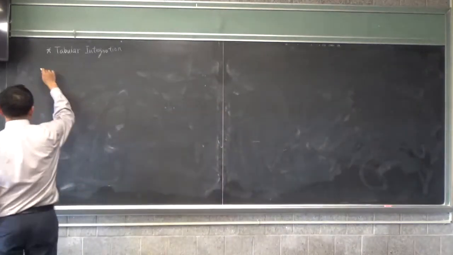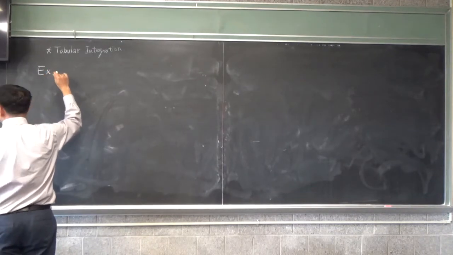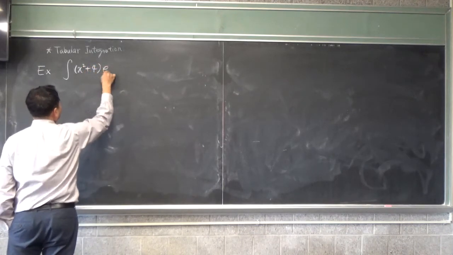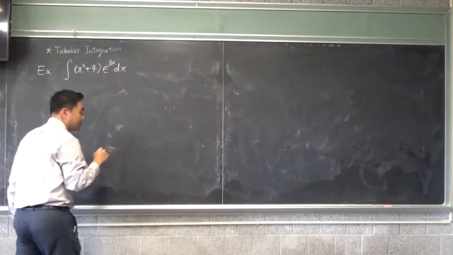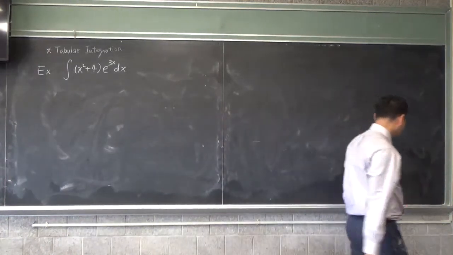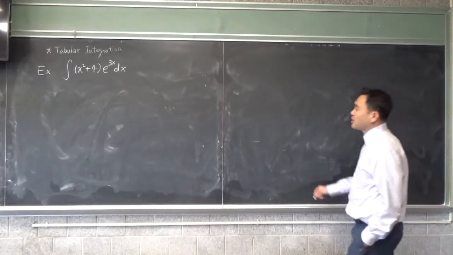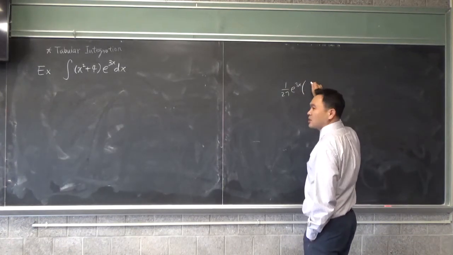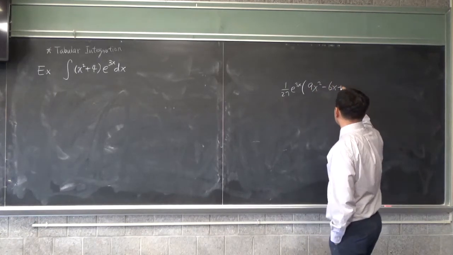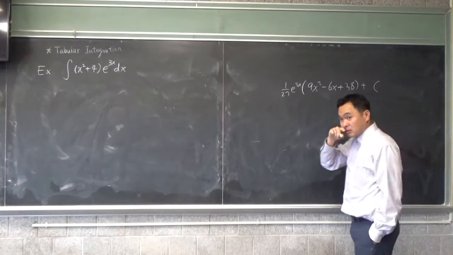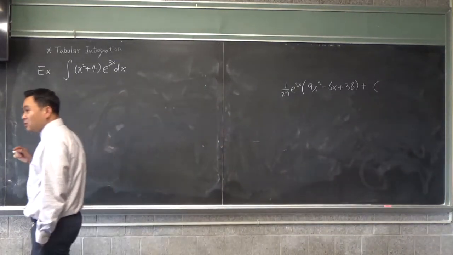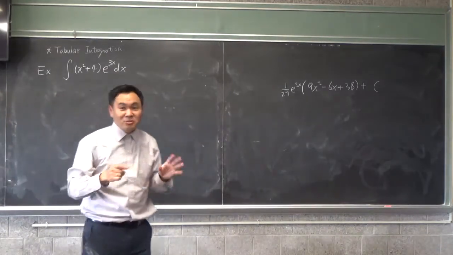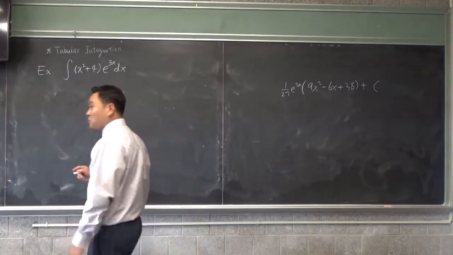All right. So to make my point, I want to start with something that we've done earlier. We did the integral of x squared plus 4 times e to the 3x. And since we already have the answer, I think the answer was 1 over 27 e to the 3x times 9x squared minus 6x plus 38, plus c, right? That was our previous answer, by doing integration by parts twice. So let's try to get the same answer by using this thing called tabular.